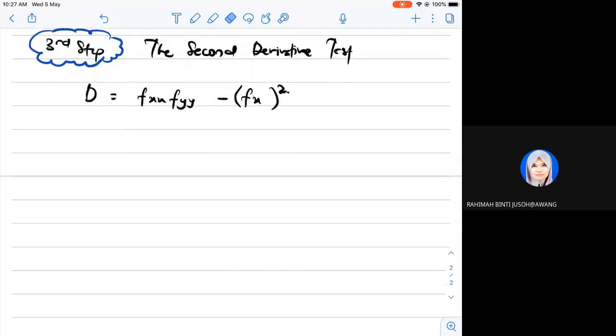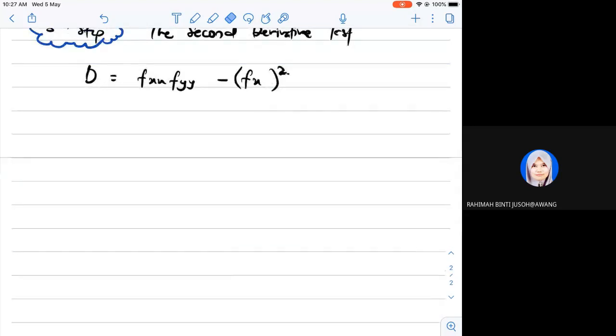Okay, now after we get the values of D, there are 4 conclusions that can be drawn from the values of D. Okay, so conclusions.